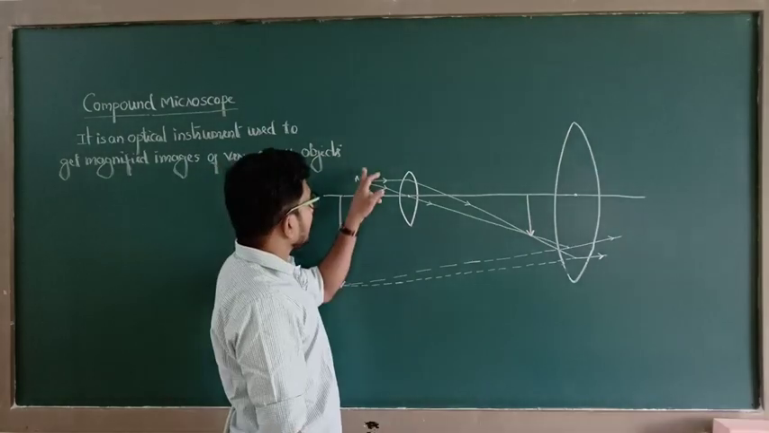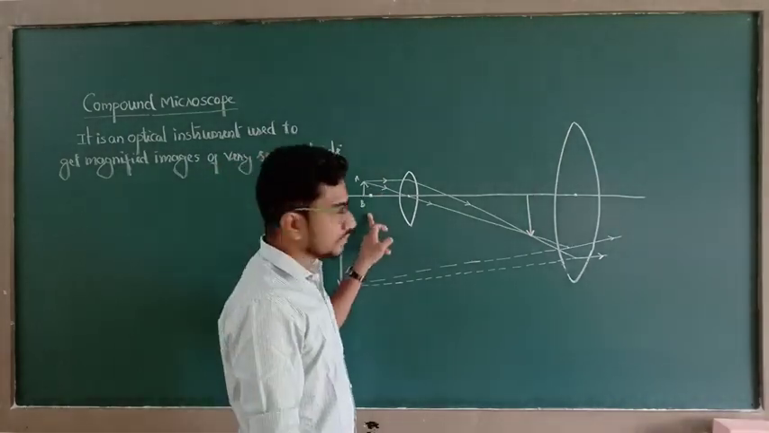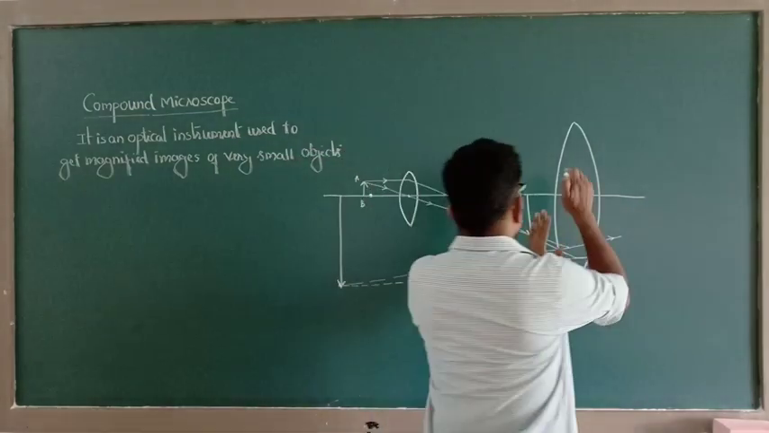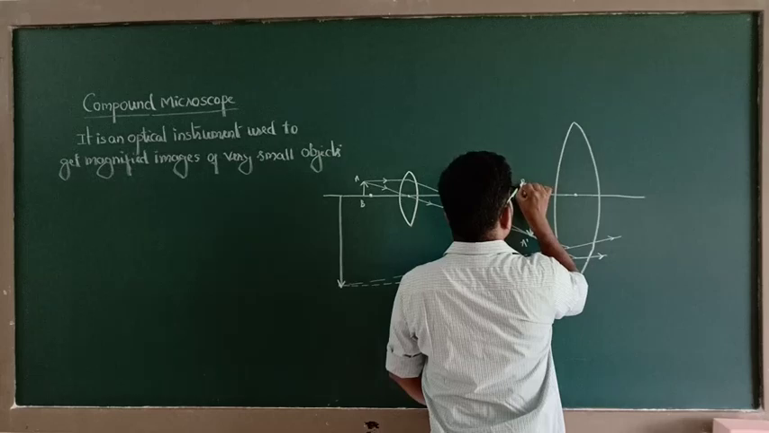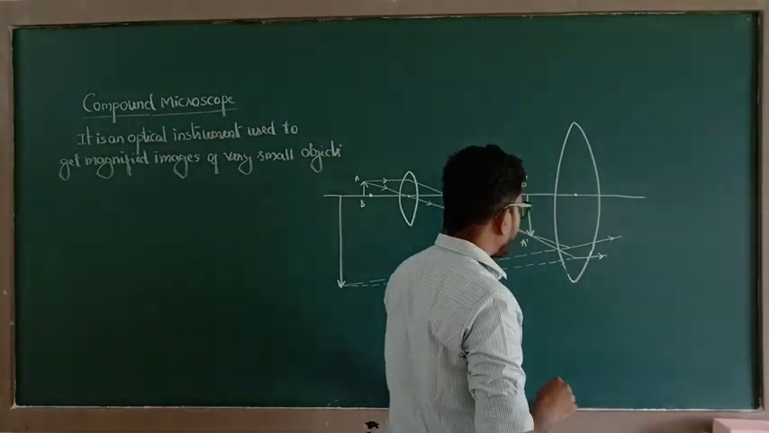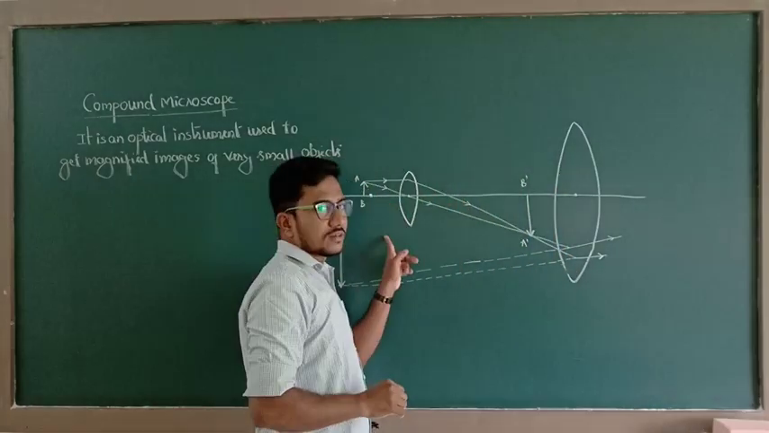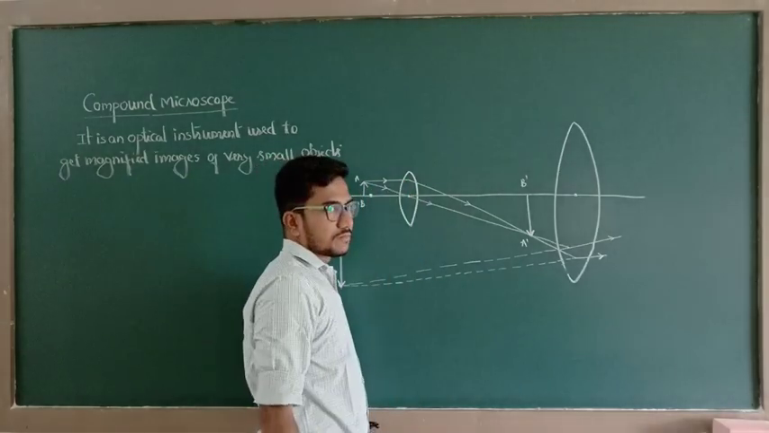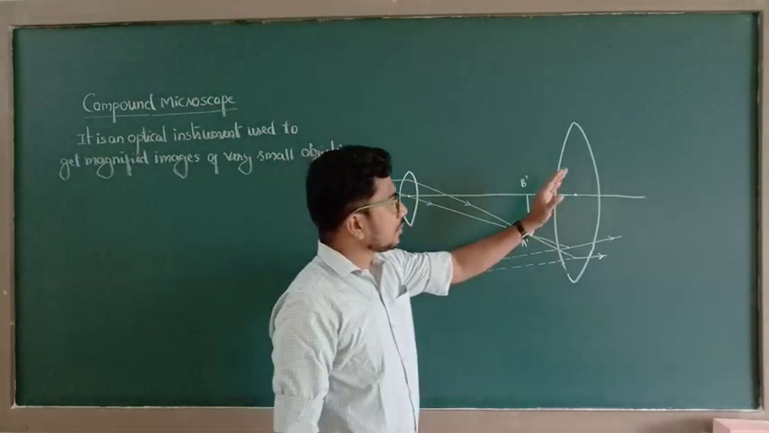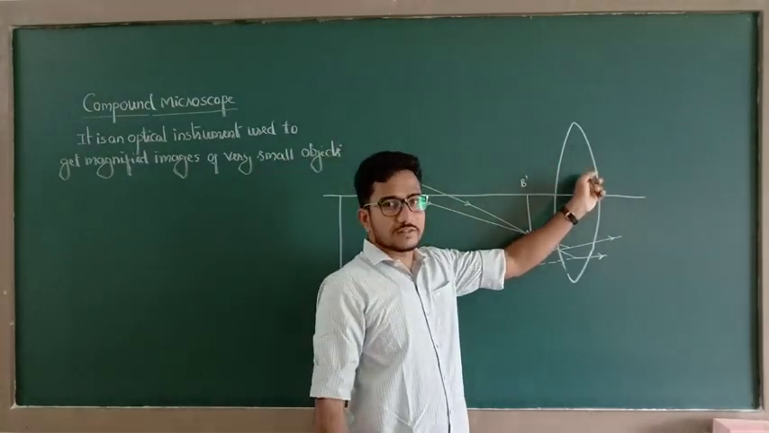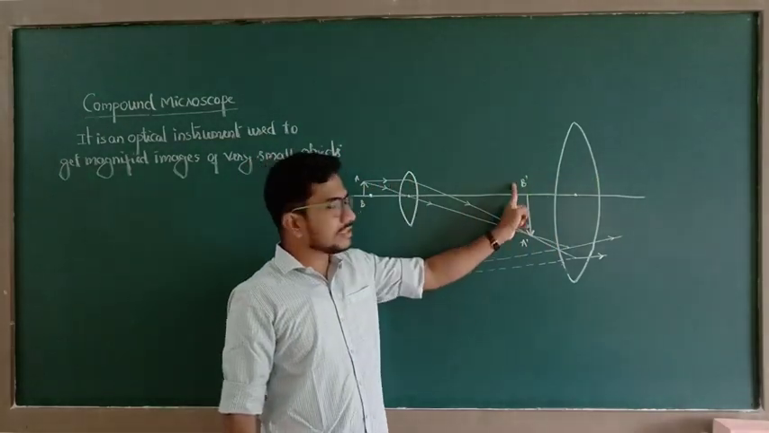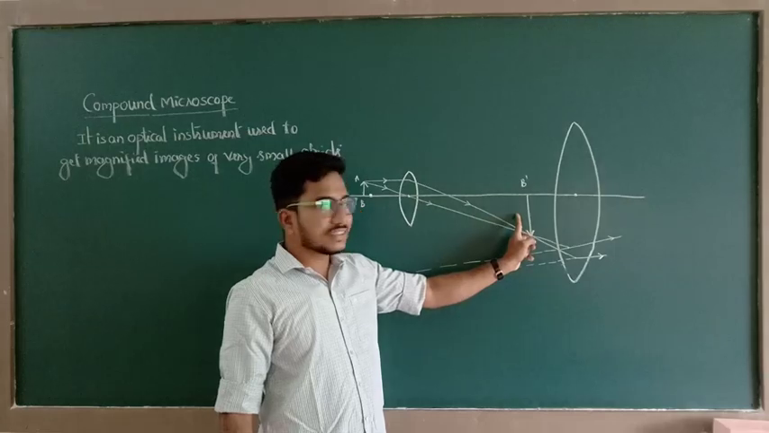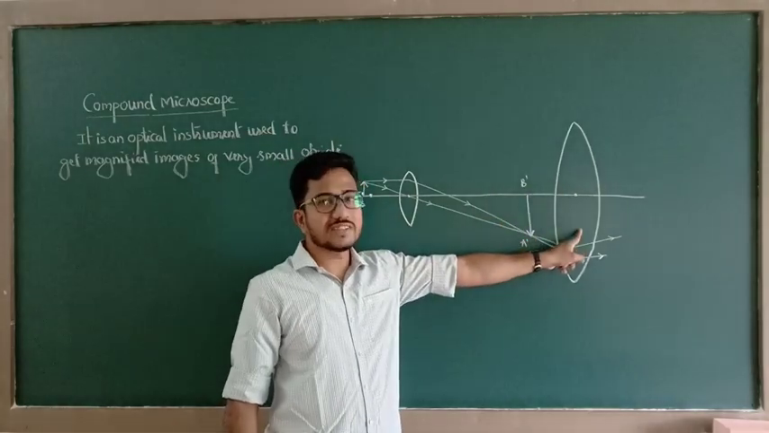So here AB is the object, and A dash B dash is a real, inverted, magnified image of AB with respect to this lens. There is no object for this lens. Therefore, the image of AB, that is A dash B dash, acts as the object for this lens.